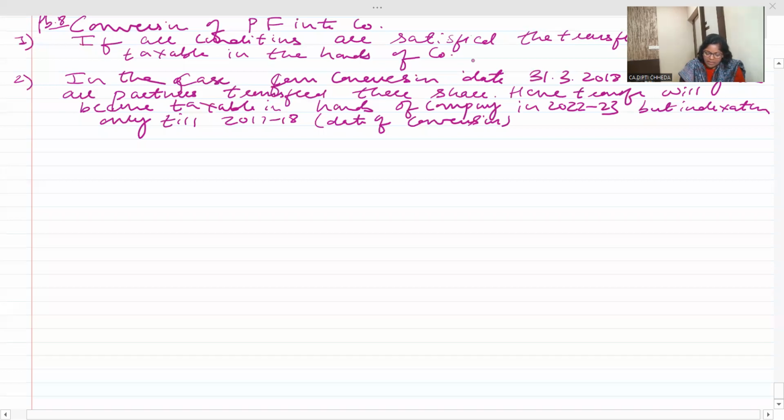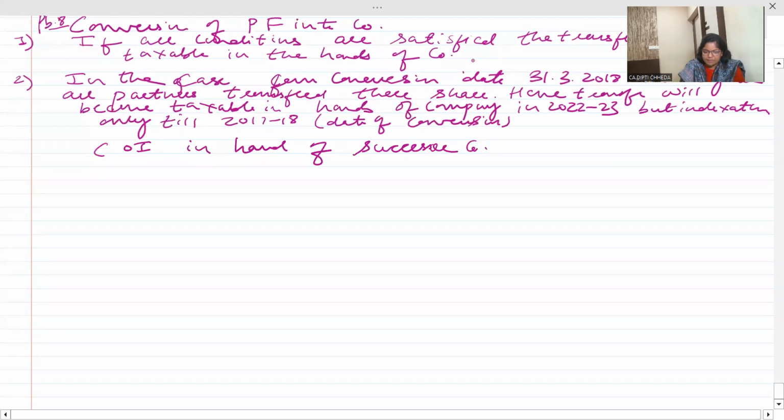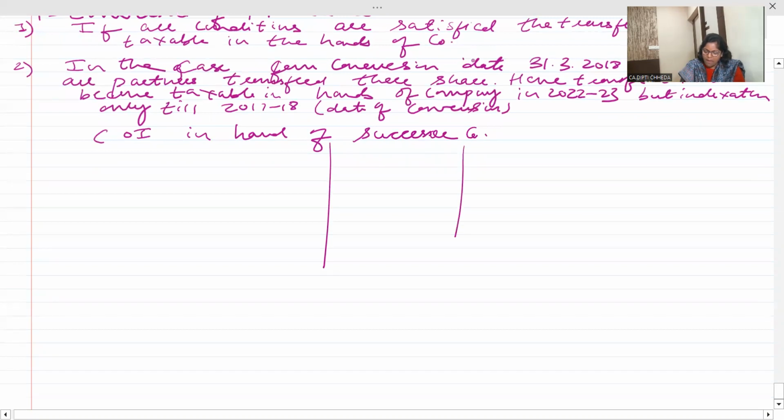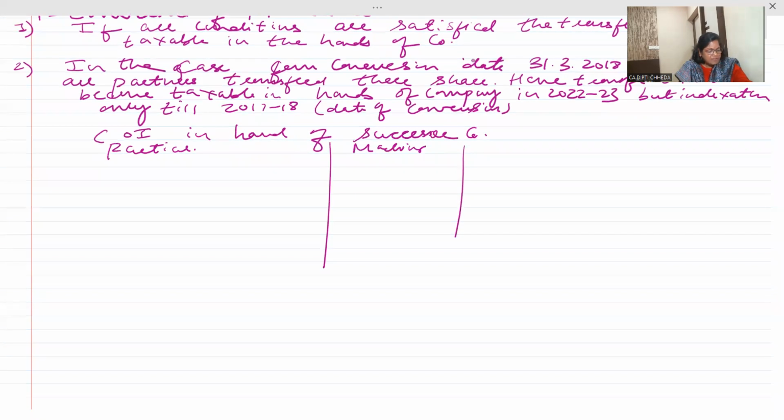Computation of income in hands of successor company. Particulars. First, machinery. What is the sale consideration? 120 less WDV. What is the cost of acquisition? 1 lakh. So what is the capital gain? 20,000. What is the nature of the capital gain? Short term capital gain. Good, it is clear. Let's move ahead.